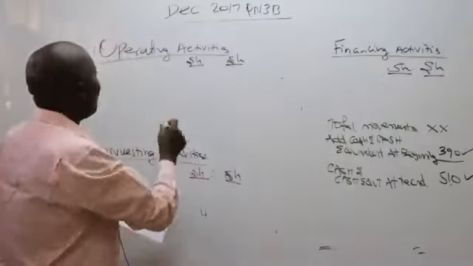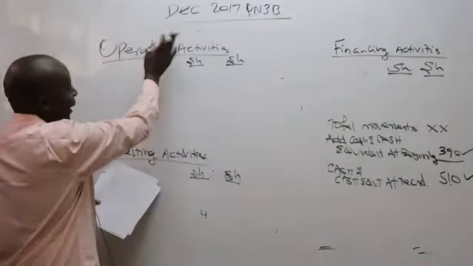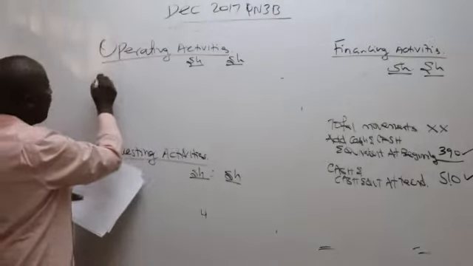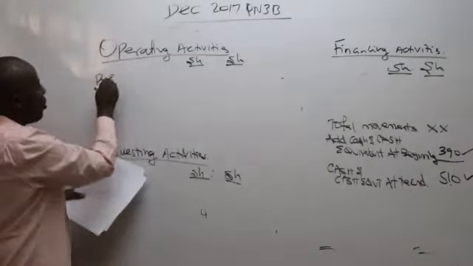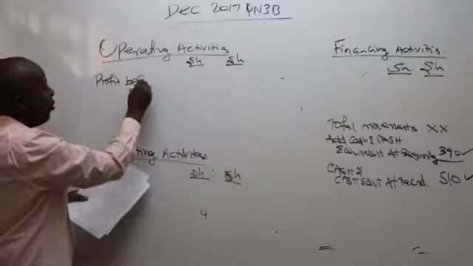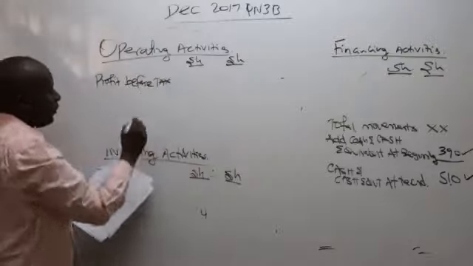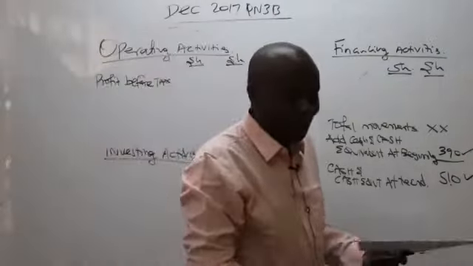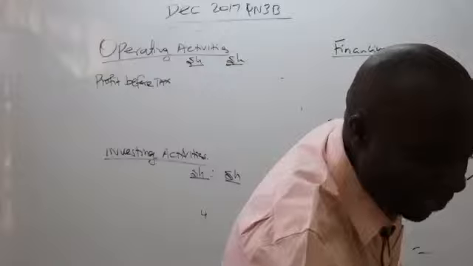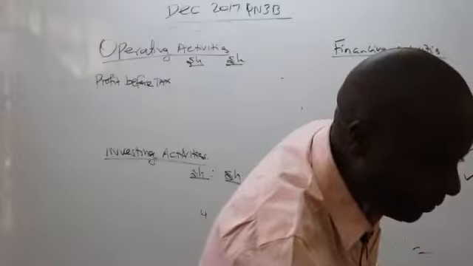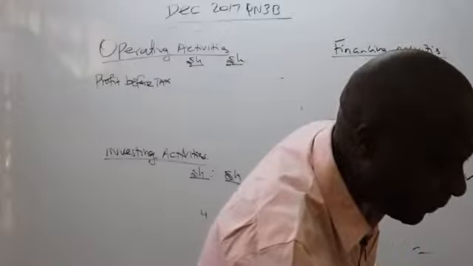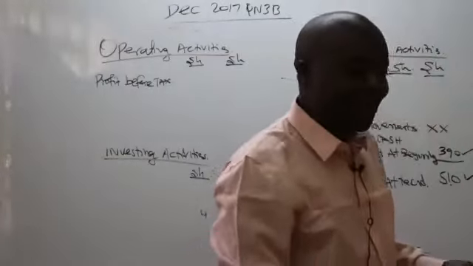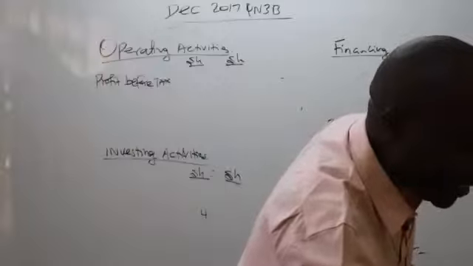So let us come here to operating activities. Remember you're using the indirect method. So in operating activities, we start with profit before tax. Profit before tax. Are you able to see the profit before tax?